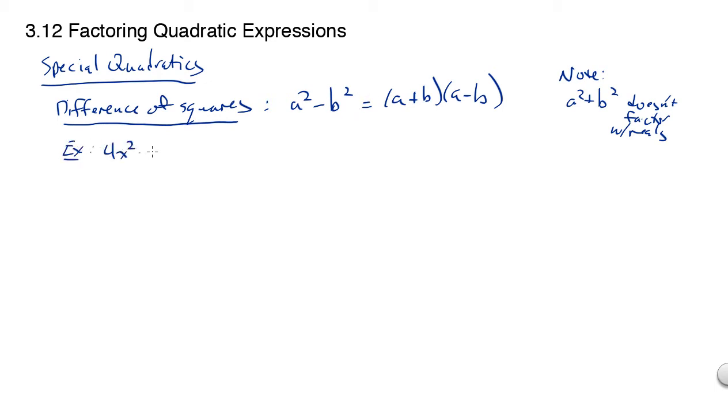Let's go to 4x squared minus 9. So if you recognize this is a perfect square and this is a perfect square, we'll write down what those are. 4x squared is the square of 2x, right? Take the square root. And the square root of 9 is 3. So now we're just going to have 2x plus 3 and 2x minus 3. That's how you factor that. It's very quick.